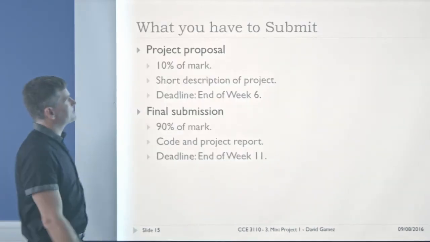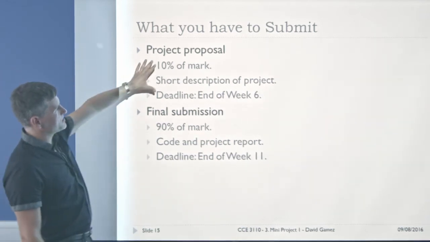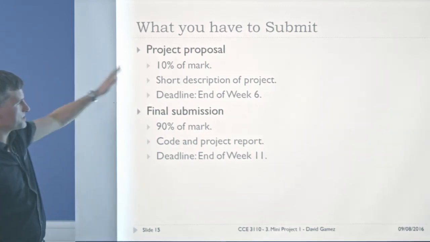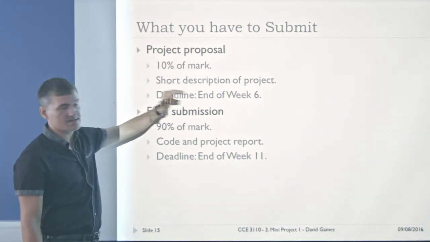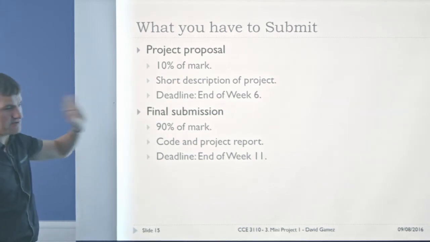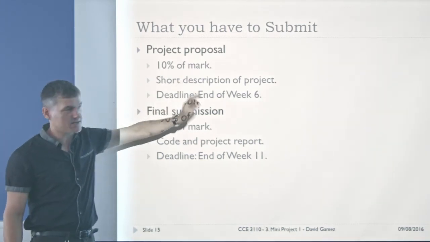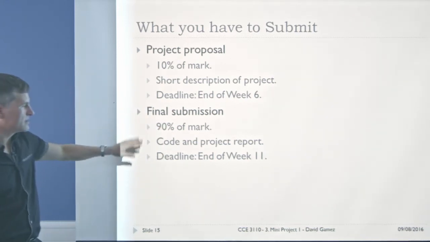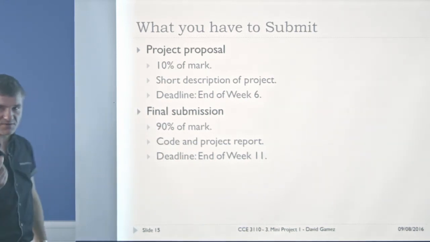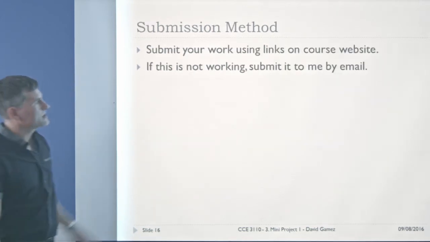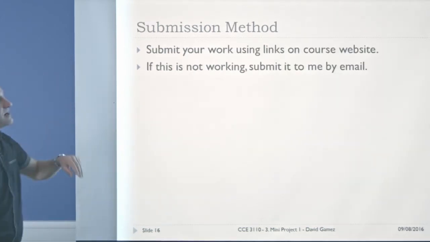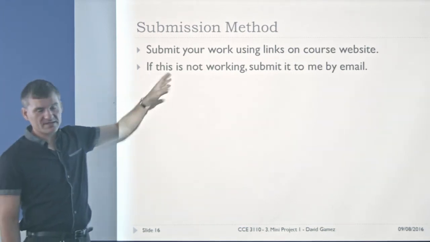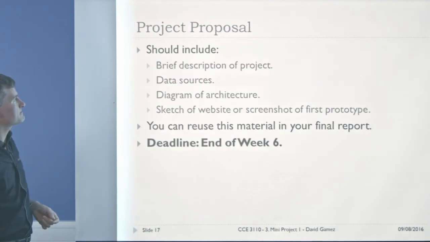Okay, submission procedure. So what do you have to submit? First, you've got the project proposal, which I'll talk about in a slide or two, which is 10% of the mark, a short description of the project, with an end of week 6 deadline. As I said, the exact, to-the-second deadlines will be in the project description, which is on the course website. Then the final submission, 90% of the mark, code and project report, deadline end of this autumn term. There'll be links on the course website to submit it. If for some reason the website's down, I completely understand, submit it to me by email and explain the problem that you've been having.